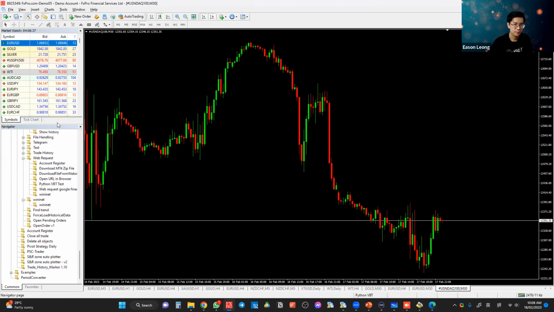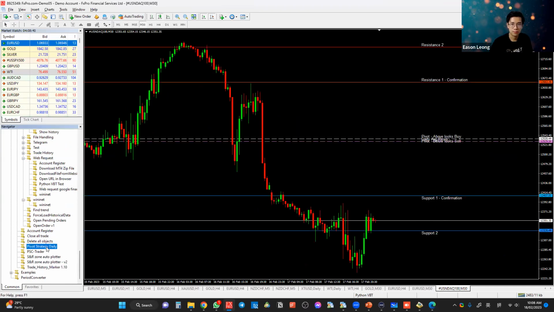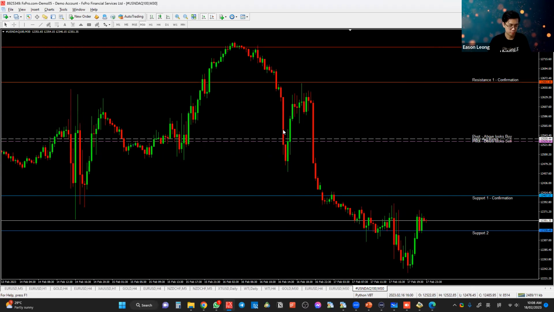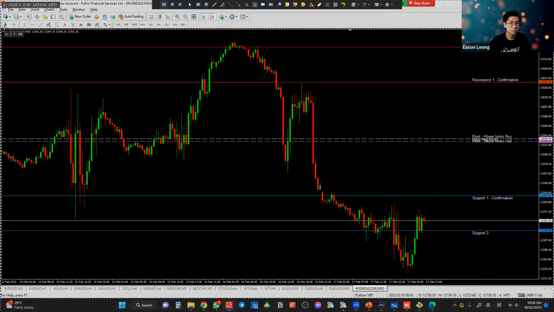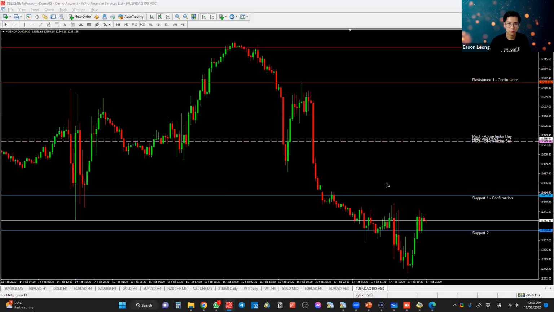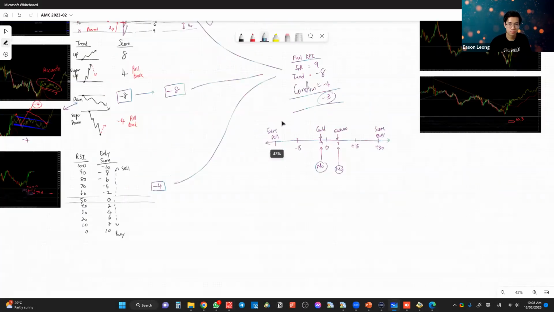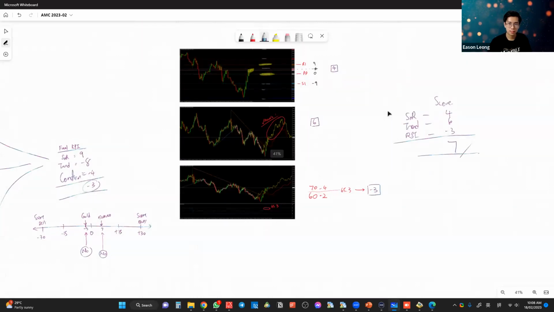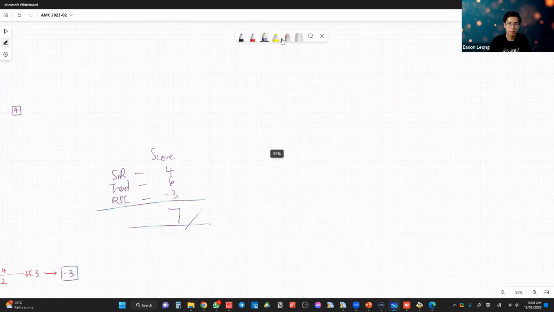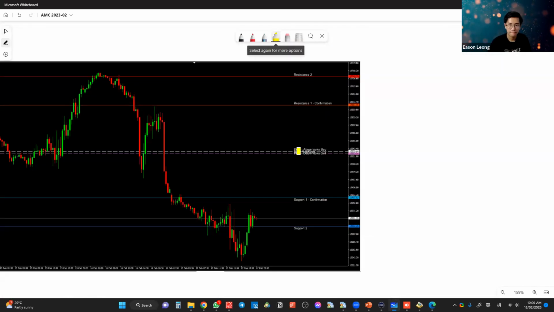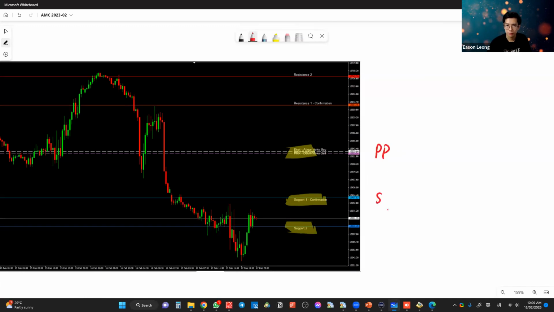Now, over here, we go down to see pivot strategy daily. Same thing, we just put it in. Then this will be slightly different. Based on this chart, where are we? This is pivot, this is support 1, this is support 2. Pivot point, support 1, support 2. We are here.